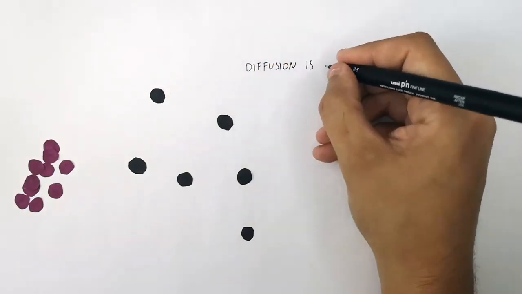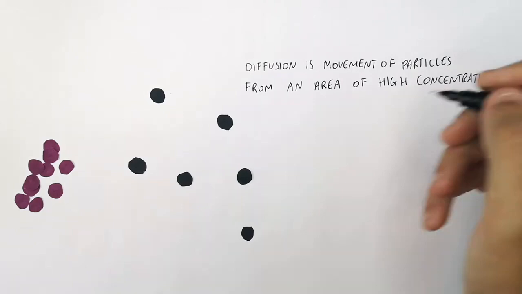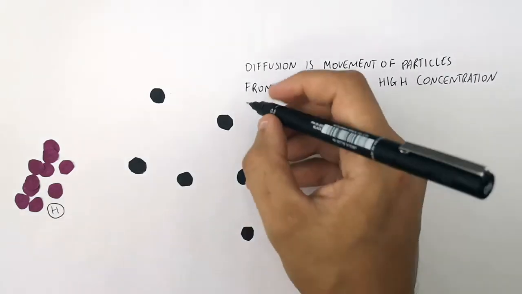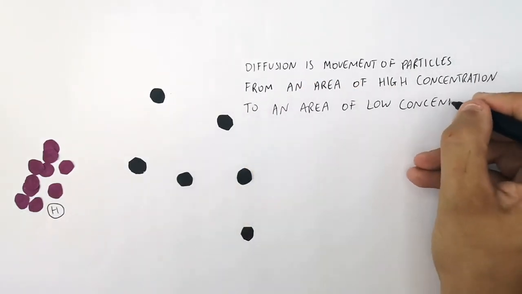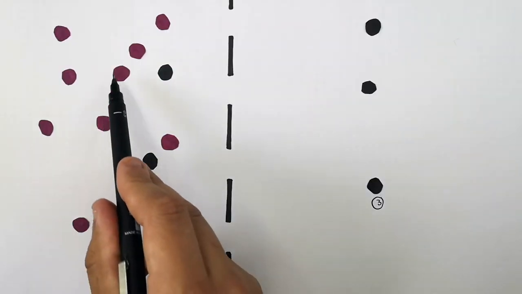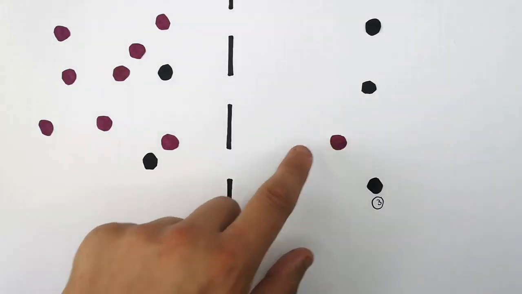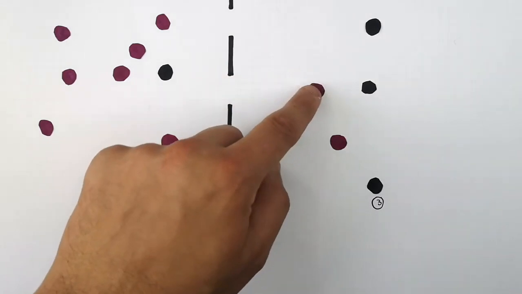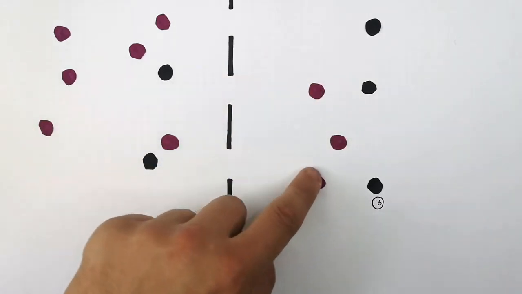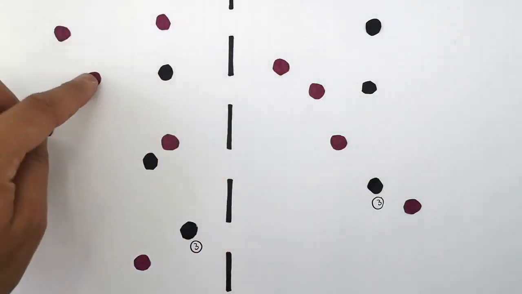So we can say that diffusion is the movement of particles from an area of high concentration to an area of low concentration. On the left-hand side of the membrane, there are 10 oxygen particles represented here. So what happens is that these oxygen particles are going to diffuse from an area of high concentration to an area of low concentration through the partially permeable membrane.